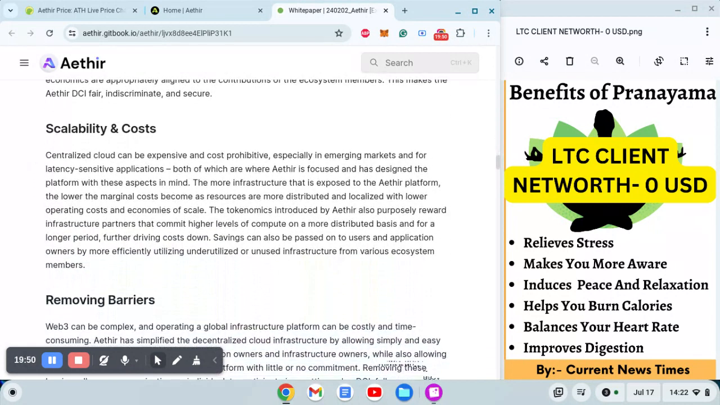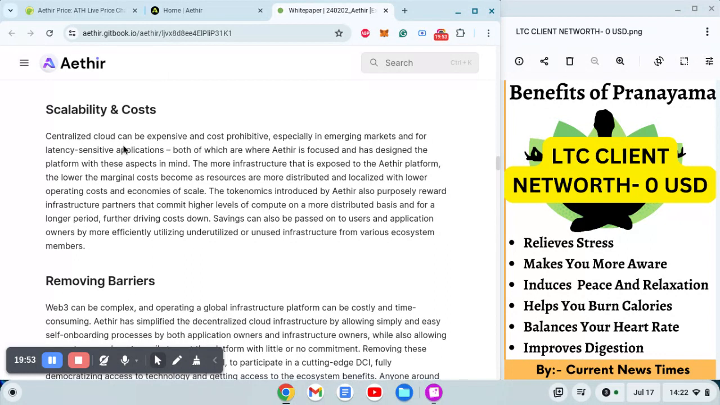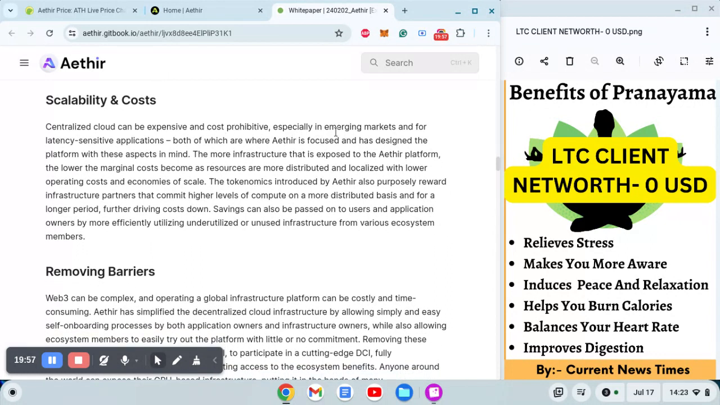Scalability and costs. Centralized cloud can be expensive and cost prohibitive, especially in emerging markets and for latency sensitive applications, both of which are where Aether is focused and has designed the platform with these aspects in mind. The more infrastructure that is exposed to the Aether platform, the lower the marginal cost becomes, as resources are more distributed and localized with lower operating costs and economies of scale, which is pretty understandable because the more people join this network and provide that free GPU power, the lower the cost for the buyers of the GPU processing power, and that's how this system works.